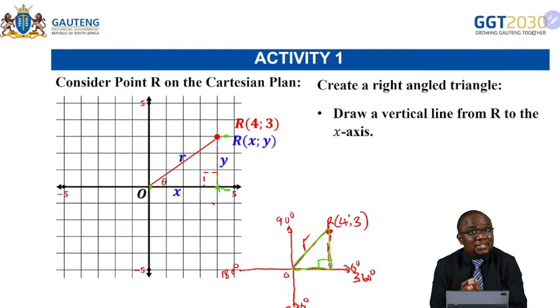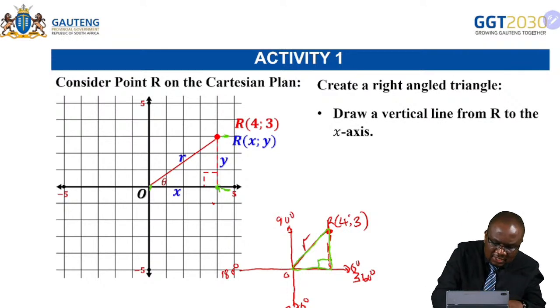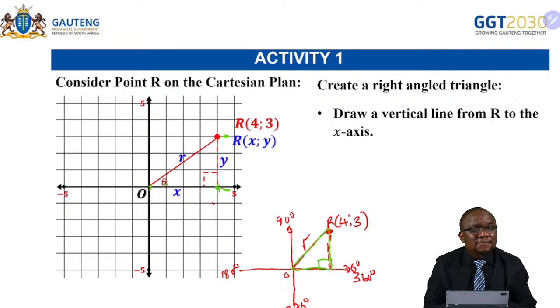Look at the angle theta. What is your opposite side for angle theta? This is your angle theta. What is the opposite side? Is it Y or X? It is Y. What is your adjacent side? Is it Y or X? It is X. What is your hypotenuse? Your hypotenuse is R. Do you see that?